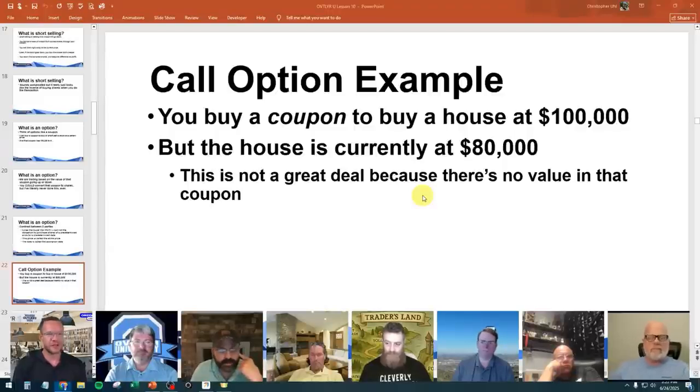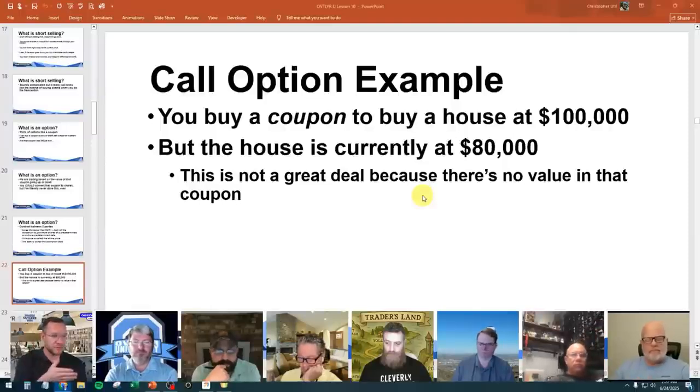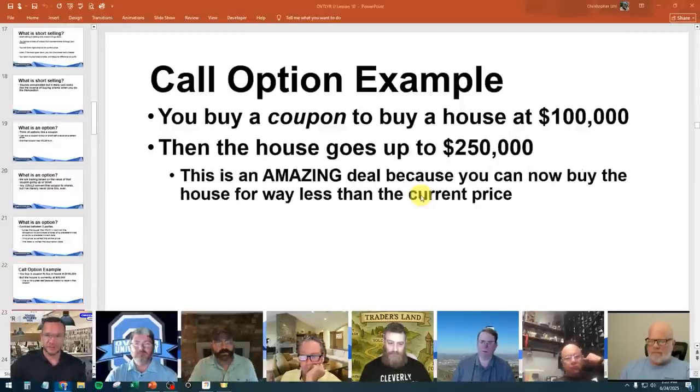That's why these out of the money options, which we'll talk about the moneyness in a minute, they're just lotto tickets, right? They're just a gamble. They're just a hope and a prayer that something will happen. Because in this case, Brad, with his coupon, the house has to go up from 80 to 100 to even be worth the coupon in the first place, to even be worth anything for the coupon, right? It's not a great deal at all.